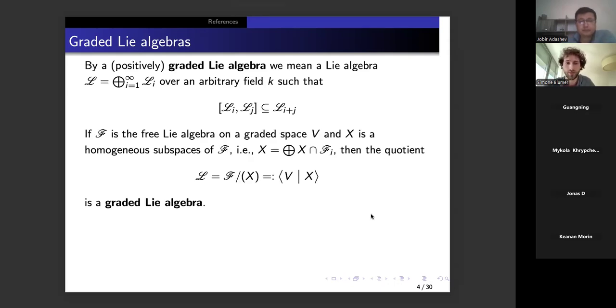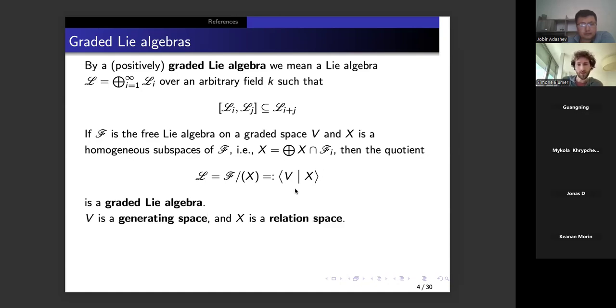Now, an example of a graded Lie algebra is a free Lie algebra on a graded vector space. And if we fix a homogeneous subspace of a free Lie algebra, then the quotient of the free Lie algebra by the ideal generated by that subspace is a graded Lie algebra. We will use this symbol on the right to denote the presentation of a Lie algebra. Of course, any graded Lie algebra can be realized as a quotient of a free Lie algebra.